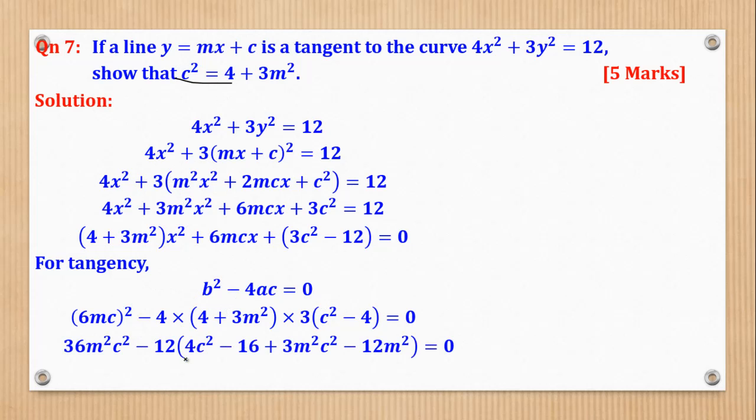So first what we did, we open brackets. So this times this is 12, which is here. Then this bracket times this bracket, you come up with this. So how does it come about? It will be 4 times c squared, which is this. Then 4 times -4, which is -16. Then 3m squared times c squared, which is this. 3m squared times -4, which is that. Then the whole of this is squared to give you this.